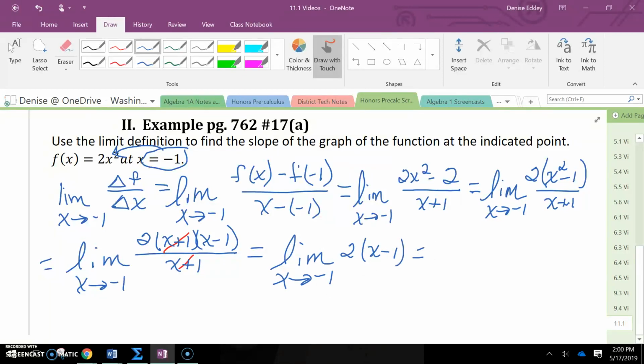So now I can look at that function, and as x gets arbitrarily close to -1, it's approaching the idea that I can substitute -1 in for x and get a value. And when I do that, I get that the limit is -4.